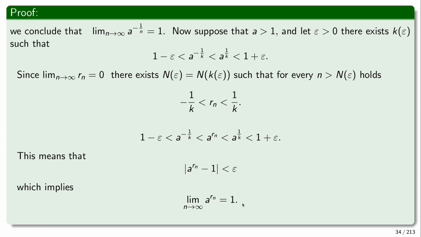So we're past that, and the case where a is between 0 and 1 can be handled the same way by applying it to the real number 1 over a, and then applying the limit arithmetic theorem. Okay.